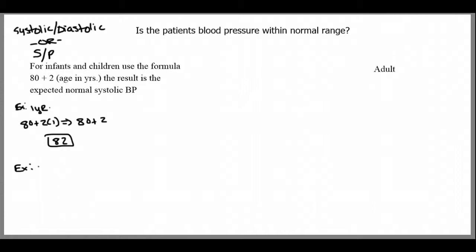Say your patient is 7 years old. You take 80 plus 2 times 7, which is 80 plus 14. The result is 94. For adults, the standard reference point is 120/80. However, this can vary and still be considered within normal range.